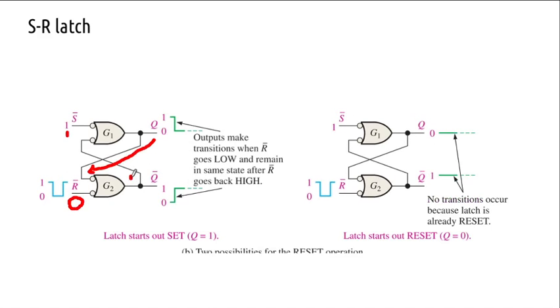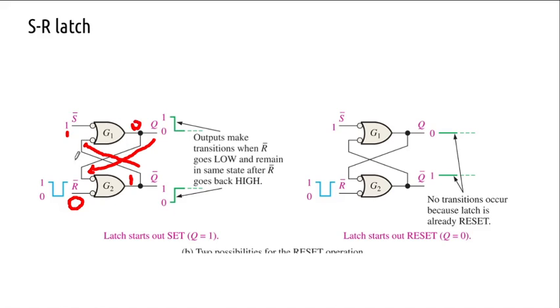Q bar goes high, right? Q bar is going to high. Then what happens? This high is fed back to this point, and this output is going to be 0. That means the latch is reset. Latch is reset. Hope that explanation is clear.